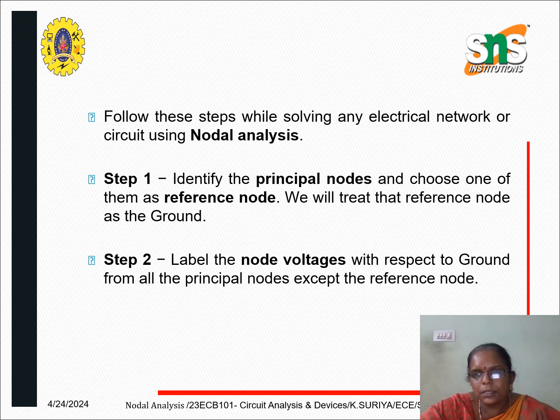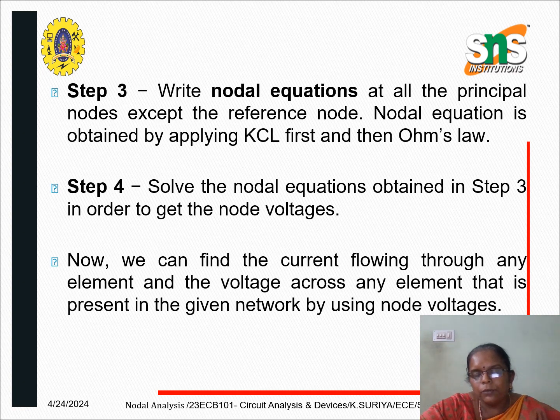These are the steps that need to be followed for solving an electrical network. First, we have to identify the principal nodes and choose one node as the reference node. We will treat that reference node as the ground. Next, we label the node voltages with respect to the ground from all the principal nodes except the reference node. The next step is to write the nodal equations at all the principal nodes, leaving the reference node. The nodal equation is written by using Kirchhoff's current law and Ohm's law.